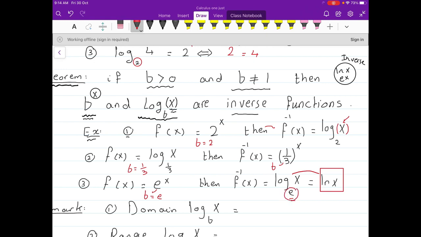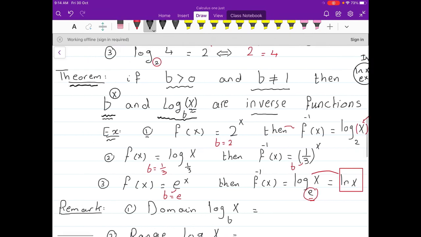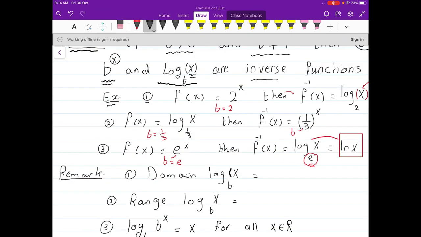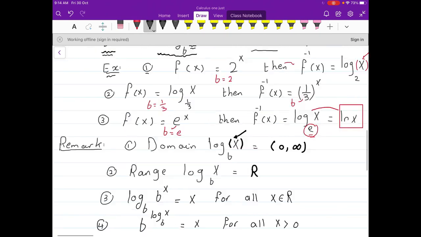Now, what is the domain? We have a new function, and for any function you must know the domain and range. The domain of log x for the base b: to find it, the inside of the log must be positive. So the domain is from 0 to infinity. The range of log x for the base b will be R.